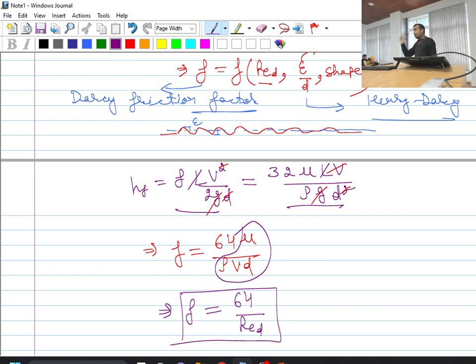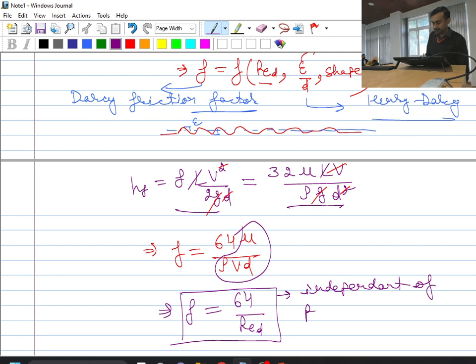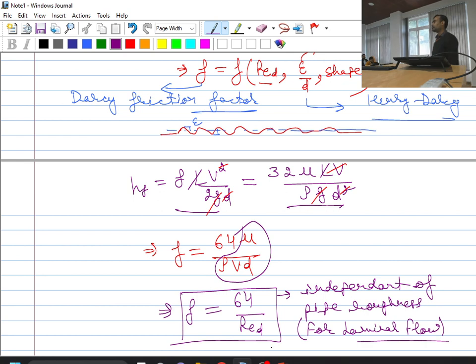One important point we find from here is that the Darcy friction factor for laminar flow is independent of the roughness. It is independent of pipe roughness for what type of flow? For laminar flow.